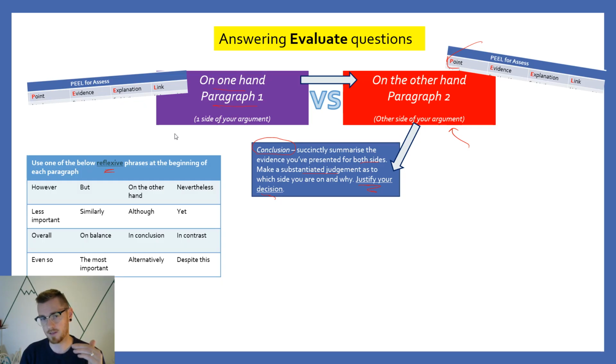Go to paper 1 or paper 2, hit the timestamps for evaluate if you want to look at that in more detail. And that is it.